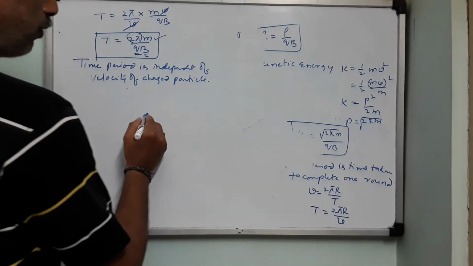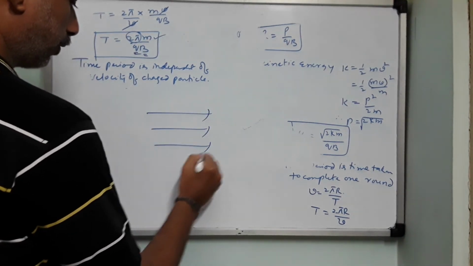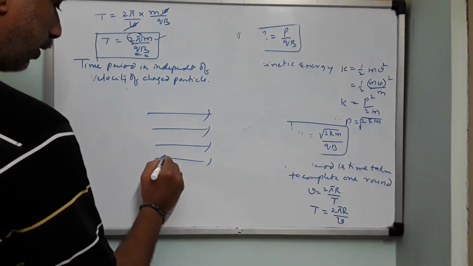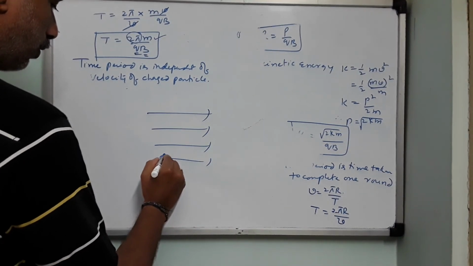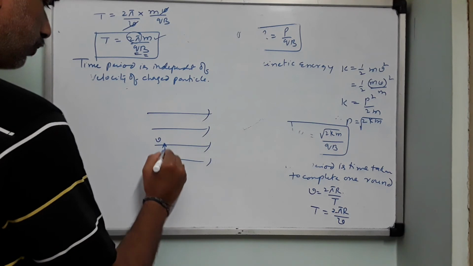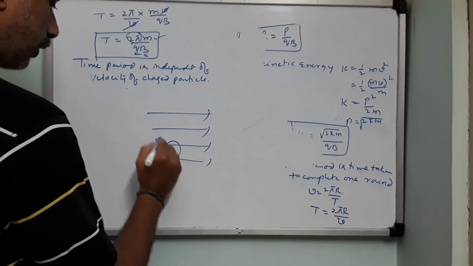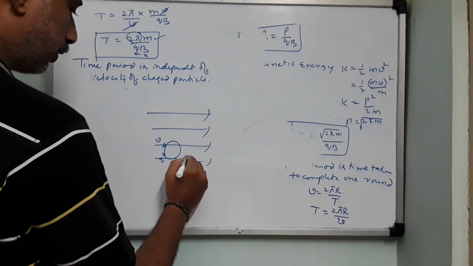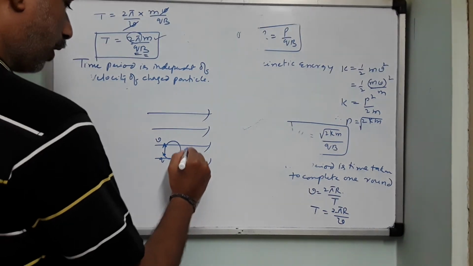So if this is the field, I have given a charge q a small velocity v. So it will go like this. For example, to the same charged particle q, now I doubled the velocity.